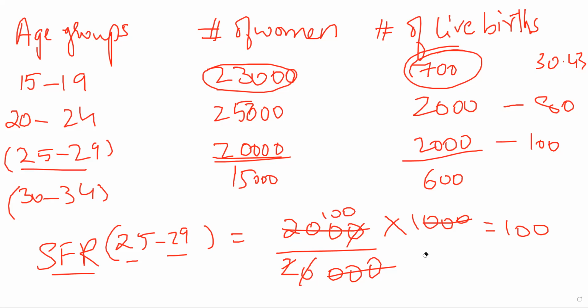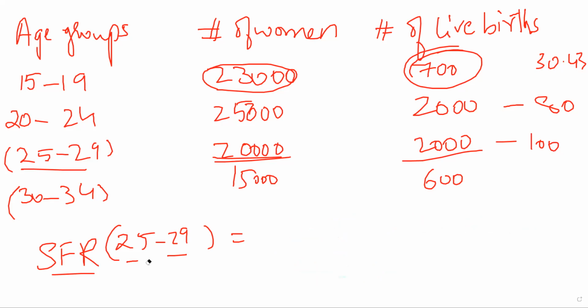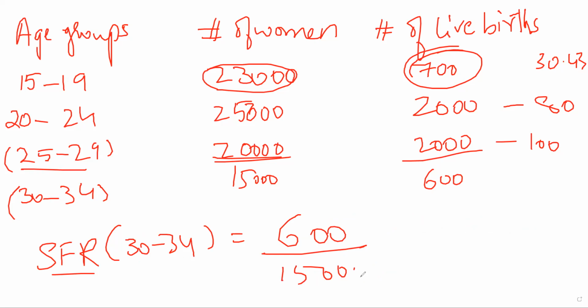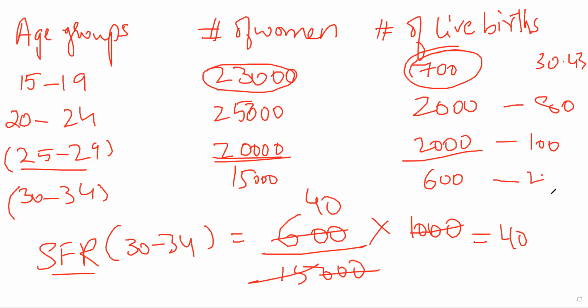Now, if I try to find SFR for 30 to 34, this will be equal to 600 divided by 15,000 into 1000, which is 40. So these are the different birth rates. Okay, specific fertility rate.